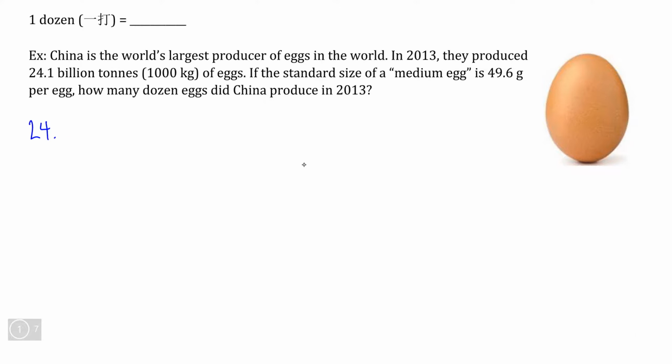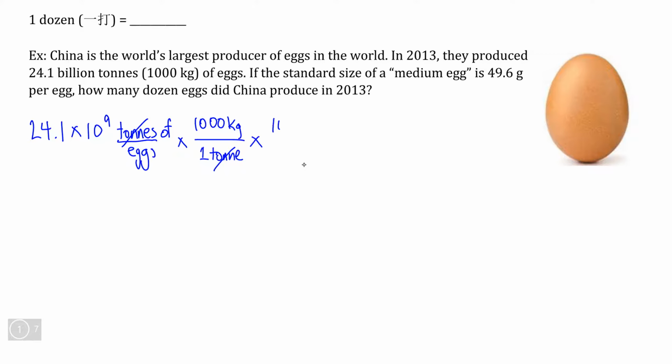For an extreme example, we're going to look at eggs. If we know that China produced 24.1 billion tons of eggs in 2013, and a standard medium egg is 49.6 grams per egg, how many dozen eggs were produced in China in 2013? This calculation requires a number of conversion factors. Firstly, since our starting measurement is in tons and the mass of eggs is measured in grams, we need to convert tons using the conversion factor 1,000 kilograms per 1 ton. Then convert kilograms using the conversion factor 1,000 grams per 1 kilogram.